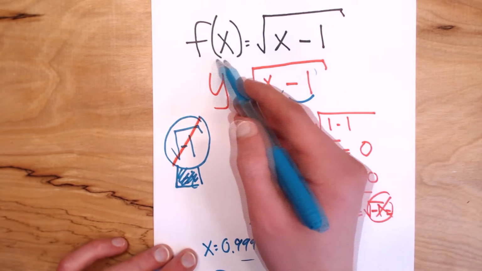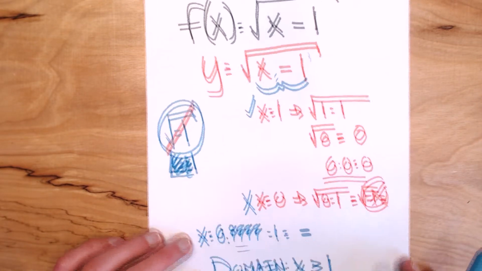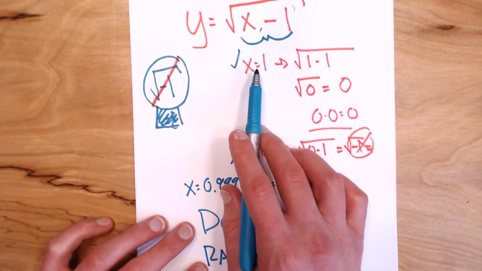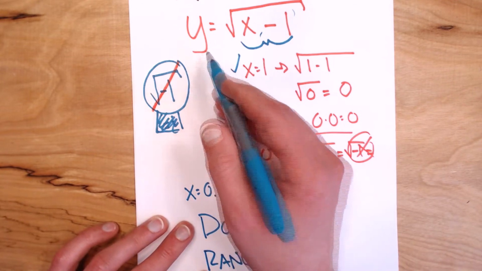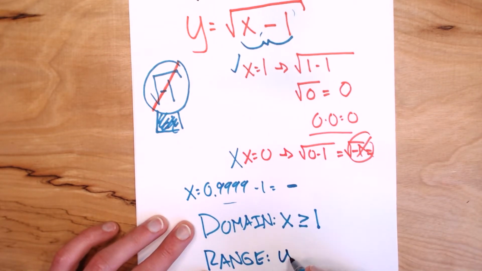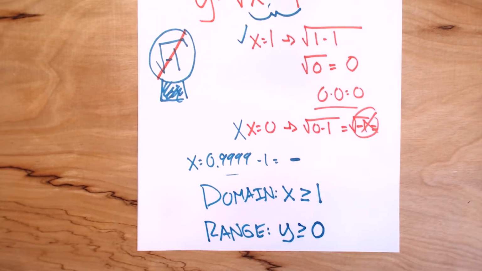Okay, could we ever get a 0 for this? Well, if I look here, I see that if I plug in 1, I actually do get a 0. So 0 is okay. So that means our range is anything, including 0, but not negative. So we write y is greater than or equal to 0, and that's our range.